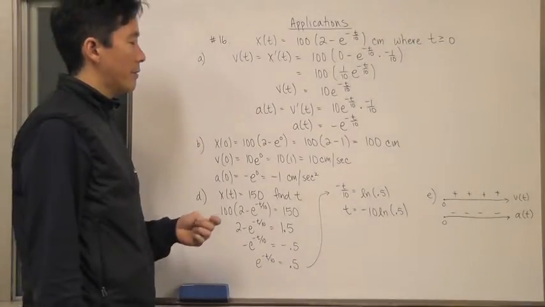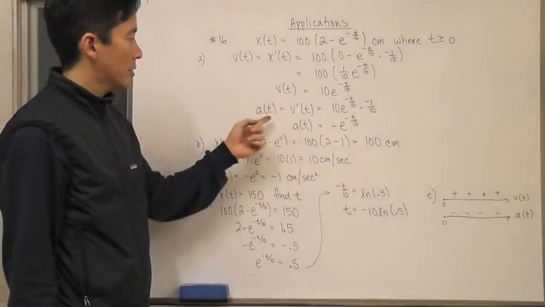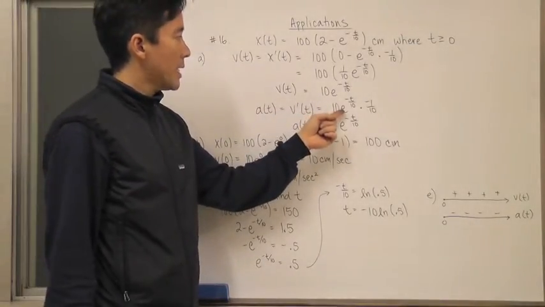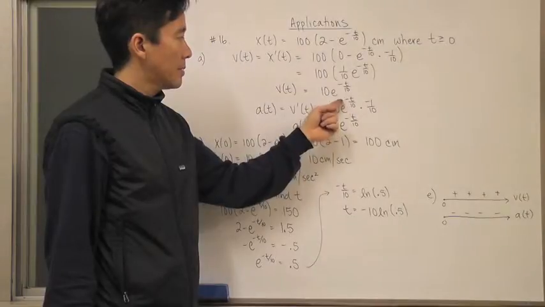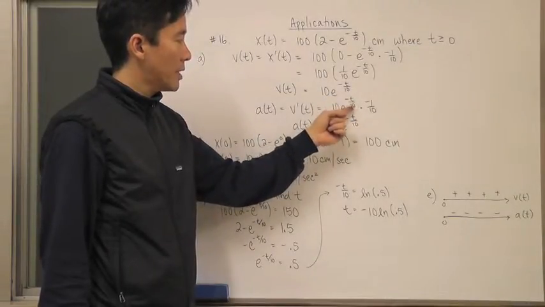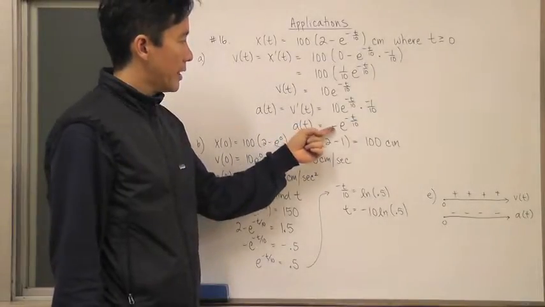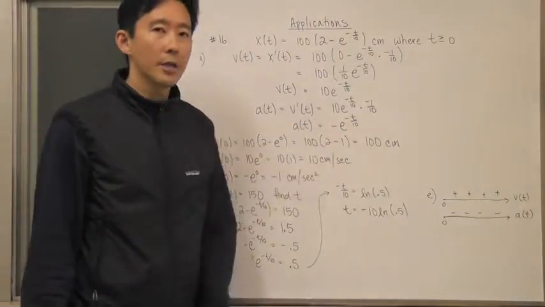Now, if we take the derivative of the velocity function, then of course we're talking about the acceleration function. It's 10 times e to the negative t over 10 times the derivative of the exponent, which is negative 1 over 10. So we come out with an acceleration of negative e to the negative t over 10.